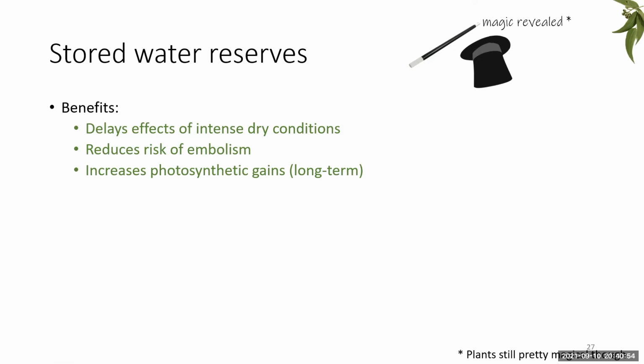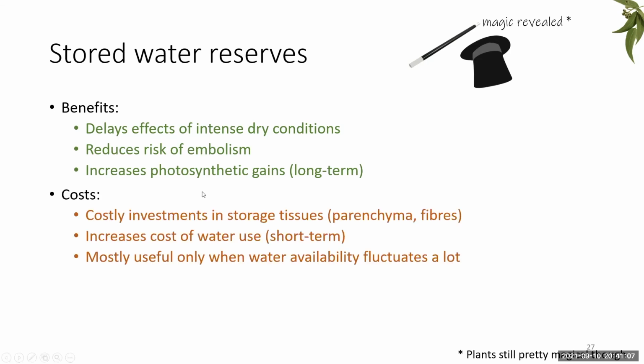So the question was, why do plants not invest more in stored reserves? If there are benefits to having that stored water in plants, why do all species not do it? And that's because it is costly to have those stored reserves of water. Costly in terms of investment that the plants have to make in the storage tissues, like the parenchyma and fibrous tissues. And this increases the cost of water use on a short-term basis.